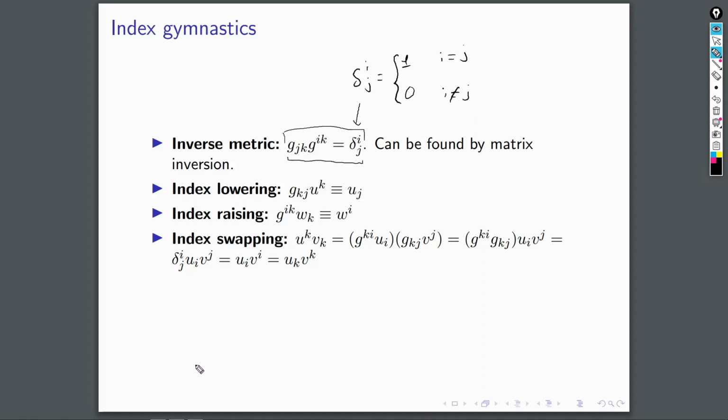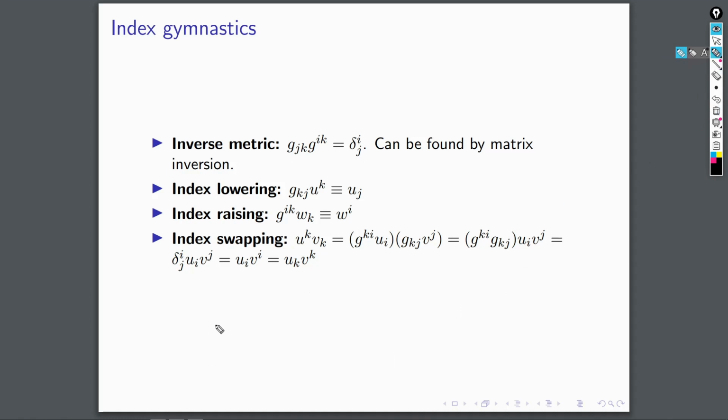And if you write this in a matrix form, you basically get G times G inverse equals the identity matrix. So this thing can basically just be found using matrix inversion. Now, you have to be careful when you talk about matrices, because a matrix is formally a (1,1) tensor, whereas G is a (0,2). But from a computational standpoint, they're the same thing.